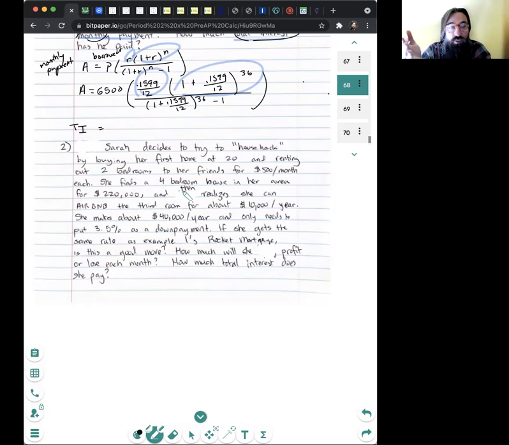So she does it at 20. She rents out 2 bedrooms to her friends for $500 a month. She finds a 4-bedroom house for $220,000. All right, so it's 1 more bedroom than she needs, and then realizes she can Airbnb the 3rd room for about $10,000 a year. She makes $40,000 a year and needs to put 3.5% down as a down payment. If she gets the same rate as example 1 Rocket Mortgage, is this a good move?